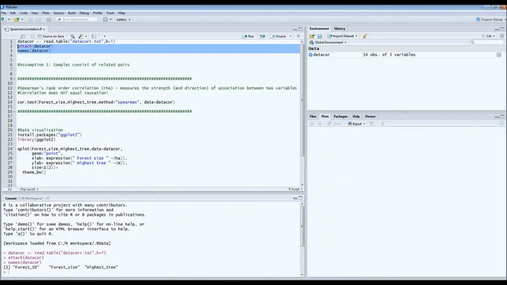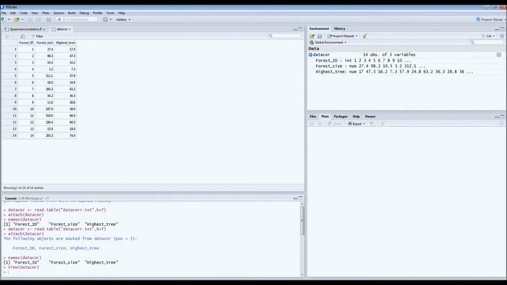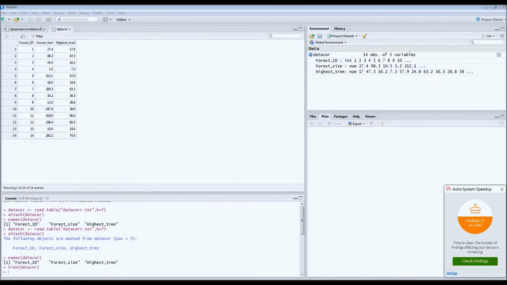So let's attach our data set, and let's take a look at it first. We do that by clicking on the data set, so then we get the table. What we see in the table is that we have 14 different forests that we looked at, and then for each forest fragment, we had the size of the fragment in hectares, and in each, we also measured the height of the highest tree in meters.